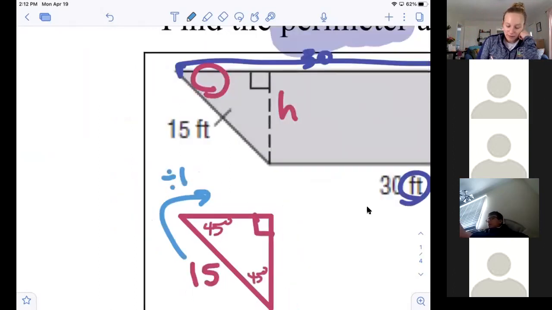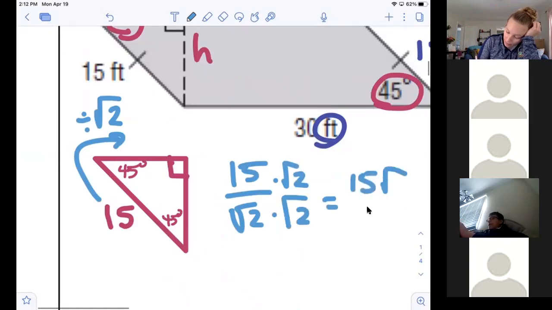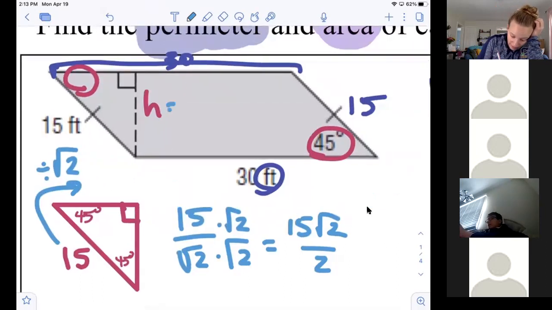So divide by root 2, that's perfect. If you're going from the hypotenuse to a leg, that's going from big to small, so we have to divide. And then I'm dividing by root 2. So I've got 15 divided by root 2. Don't forget to rationalize, so multiply by root 2 on top and bottom. I've got 15 root 2 over 2. Not the nicest answer, but it's not wrong either. It's totally fine. So I'm going to put that in for my height. I've got 15 root 2 over 2. That's my height.